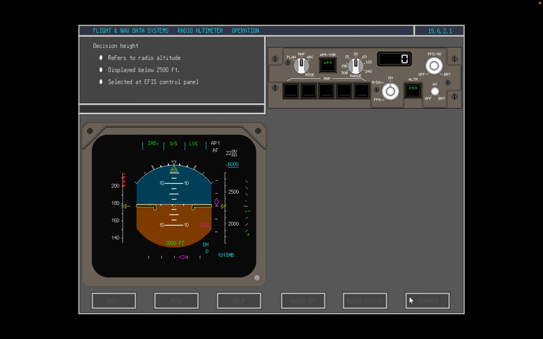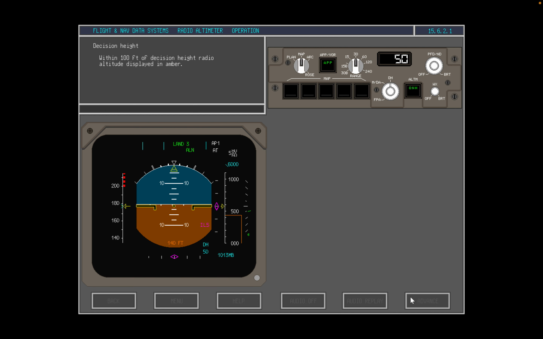The outer knob is set to the DH position, and the inner knob is used to select the height in feet, which is displayed in the window above. Select a new decision height. The decision height is presented in the panel window and at the bottom of the PFD in blue.